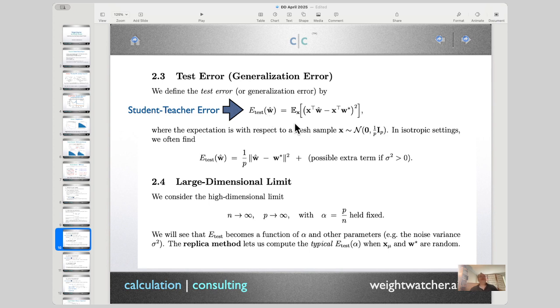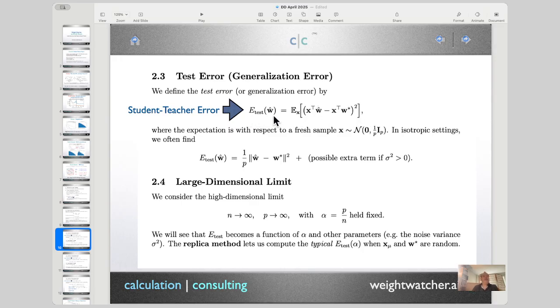So the test error is the expected value over all the data. You take all the possible data and you average over this error, where you have the student minus the teacher, where you know what W star is optimally, and you're trying to compute an average over X. This is a classic problem from statistical mechanics. And the question is, how do you evaluate this expected error?